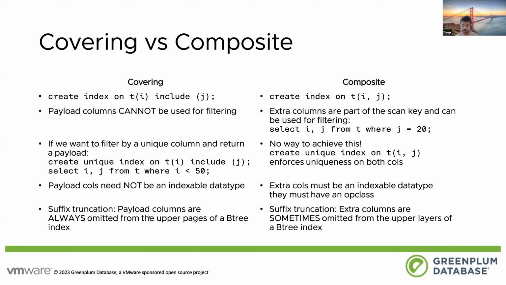Finally, payload columns are always omitted from the upper pages of a B-tree index. So this is an interesting optimization that's available with Greenplum 7. Some of the upper pages of a B-tree index do not contain payload columns. And if you use the include syntax, that is a surefire way of achieving that. Whereas if you use a composite index, it will sometimes be omitted from the upper layer. So this is just a small tidbit about optimization in terms of the size and footprint of the upper layers of a B-tree index, the interior pages, the root page, and so on.